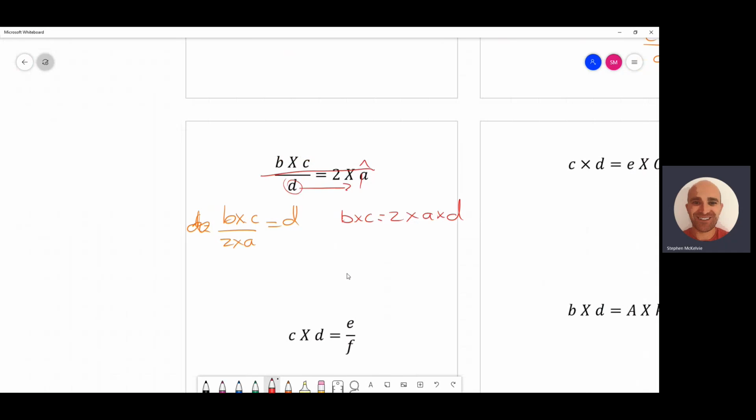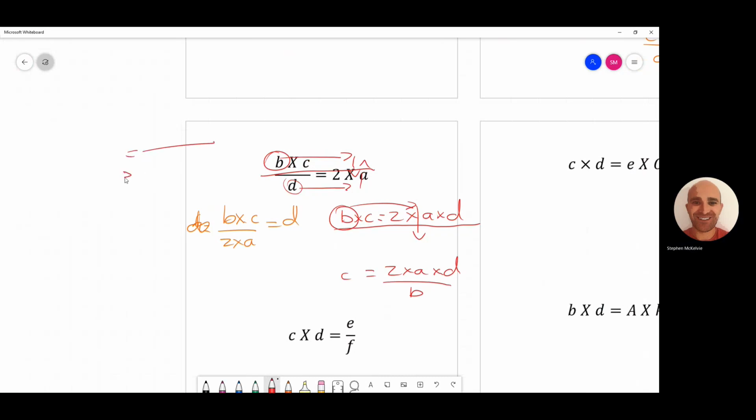If I want to find out what C is equal to, then I need to move B. B goes to the other side of the equals to, so it goes to the other side of the line. I can do it down here as well if I want to. There's my imaginary line. I'm going to move B, other side of the equals to, other side of the line. C is equal to 2 times A times D divided by B. Other side of the equals to, other side of the line. If you want to swap something, you just have to swap it with everything that's there.